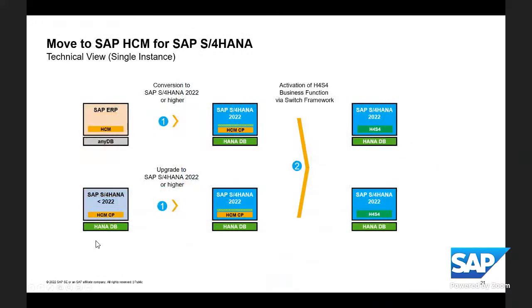How does this work for an S/4HANA customer? You are on an older release, you upgrade, you still have first the compatibility pack available and nothing changes. And then you have to activate this H4S4 functionality via the business function. And then you can use it, configure it.